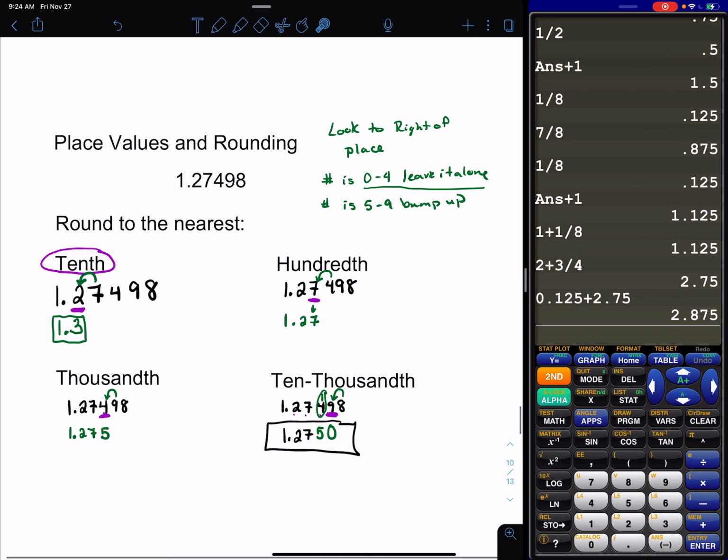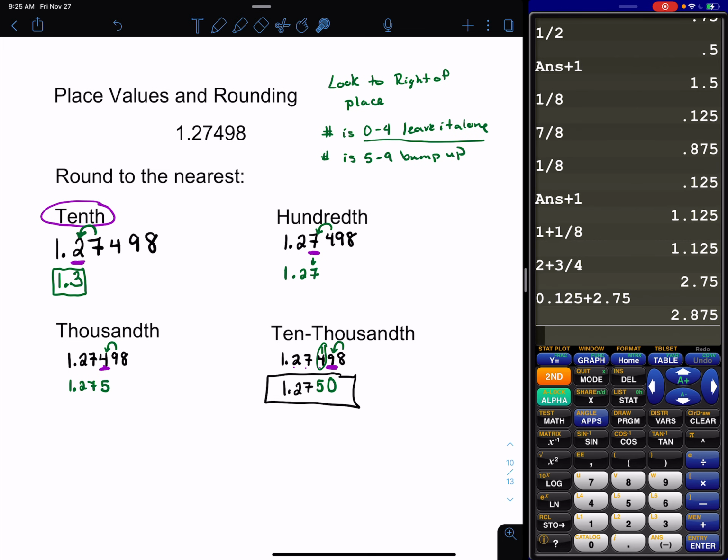So if we're talking about place values and rounding, let's look at an additional few examples that aren't in our textbook, to make sure we understand the skill that we're going to be using. So if we look at this, we have 1.27498. So when we're asked to round to a place value, we look to the right of that place. If the number to the right is 0 through 4, so 0, 1, 2, 3, or 4, we leave the number alone. If it's 5 through 9, so 5, 6, 7, 8, or 9, we bump it up or round up.